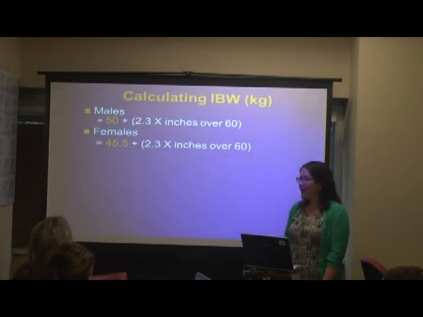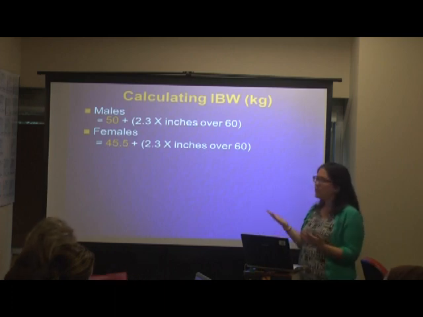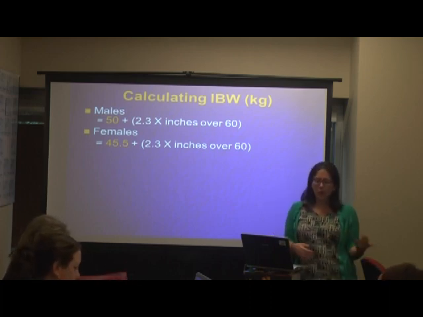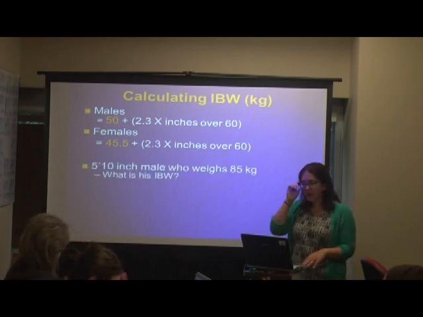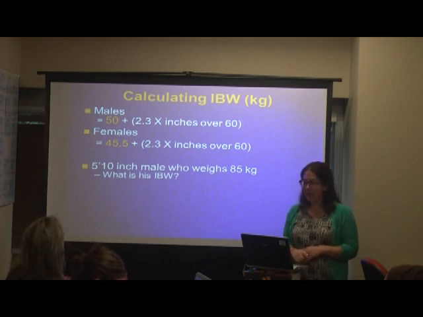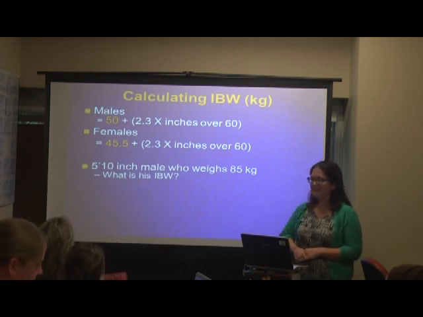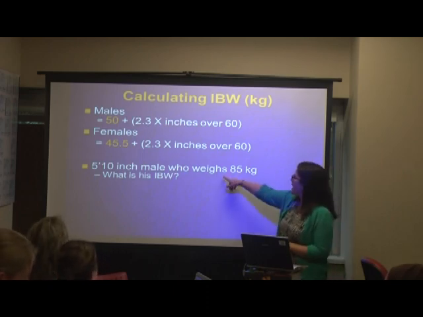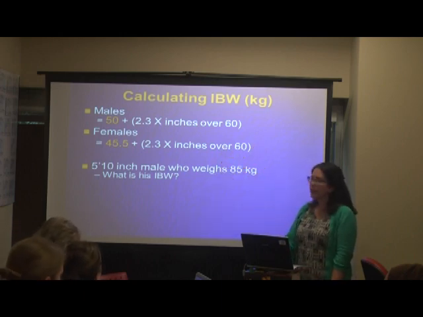So how do they calculate that? And I know this is probably a pretty basic review, but just to be complete, for males, we're going to do 50 plus 2.3 times their inches over 60, and then females 45.5 plus 2.3 times their inches over 60. So if we have a 5'10" male who weighs 85 kilograms, what is his ideal body weight? Yeah, let's look. 73. Yep. Because we would do 10 times 2.3, 23 plus 50 is 73. It's not always quite so easy.